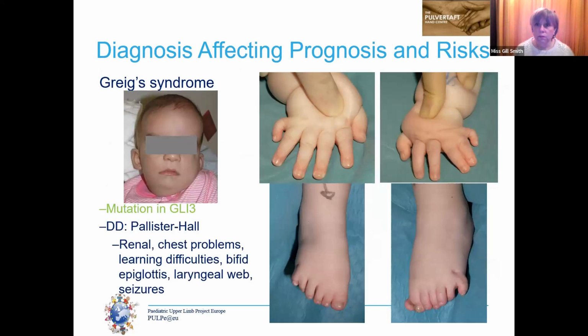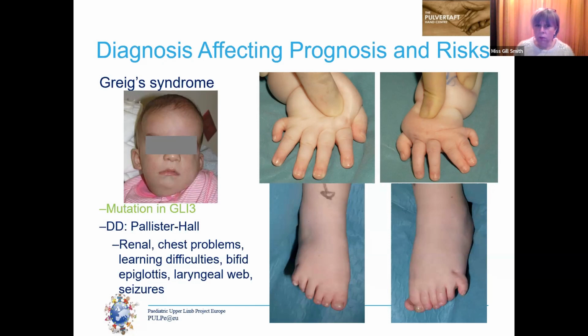This is another one where it could affect prognosis, and I'm hoping you all worked out this is Greig syndrome. So they're very typical in so much as they've got broad thumbs, they've got post-axial polydactyly in the hand and pre-axial polydactyly in the foot and some syndactyly. And they've got this frontal bossing. I always think they look really attractive because they've got this big forehead. So if you see someone that looks really attractive, that might be it, particularly if they've got post-axial polydactyly in the hand and pre-axial polydactyly in the foot. This is due to a mutation in GLI3.